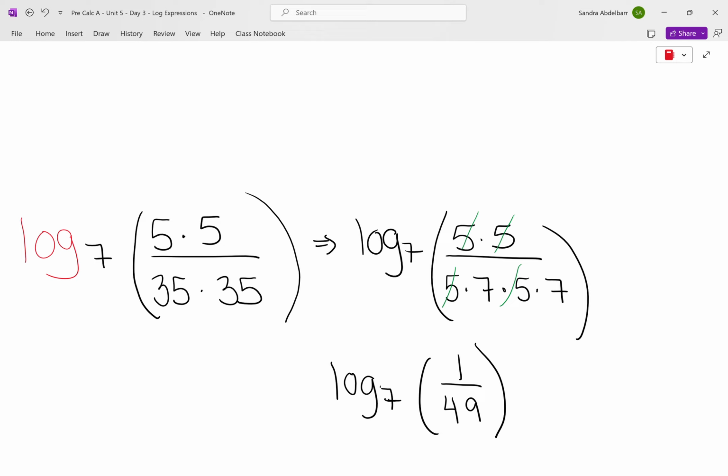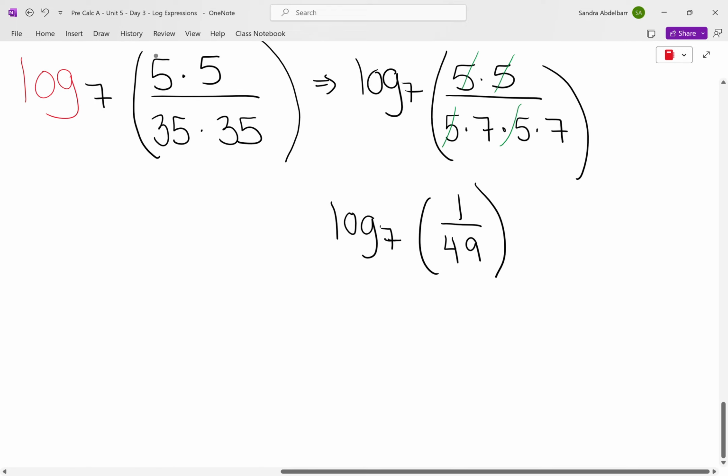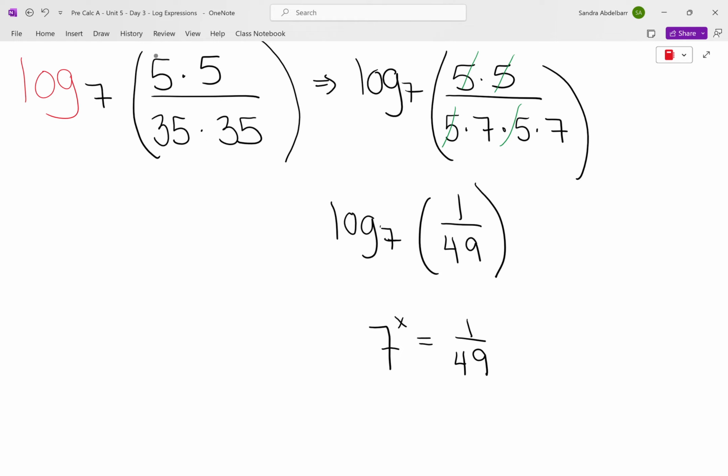It said to evaluate. Have I evaluated yet? No. Now once I've gotten it down this small, what should I turn it into to solve? An exponent. Exactly. Now we're going to turn it into an exponent. So it's 7 raised to the x power equals 1 over 49. So what do we get for x? X is equal to -2. You got it.